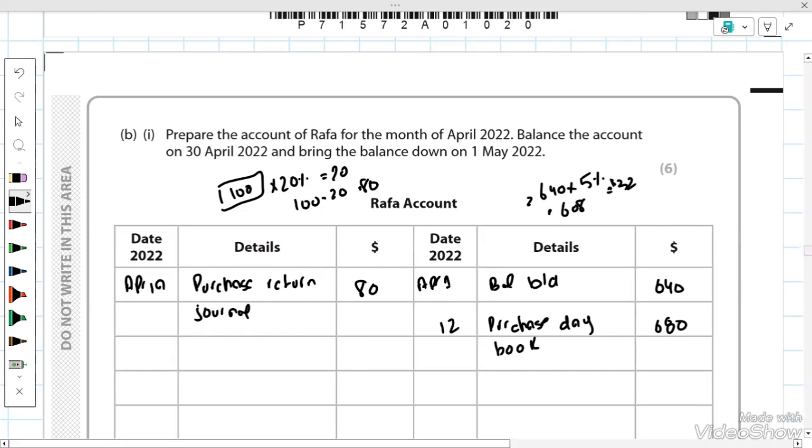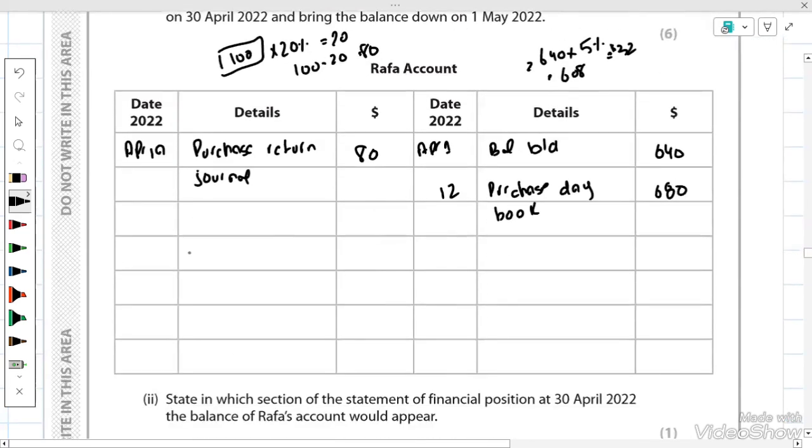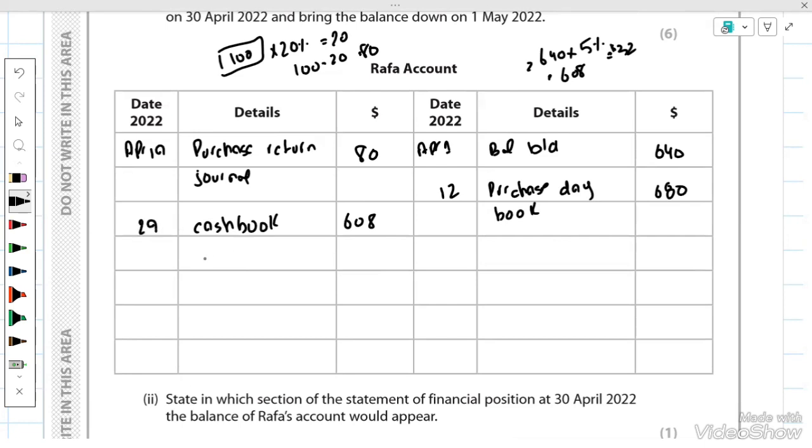Basically, because we paid Rafa by credit transfer, this would have been recorded in the cash book. That is why we are using the reference of cash book, 608. And of course we received a discount, and we have to write it here. Just remember that we don't need to record a trade discount here. But whenever we receive a cash discount, we have to record it in the individual's ledger, the individual sales ledger or purchase ledger's account.